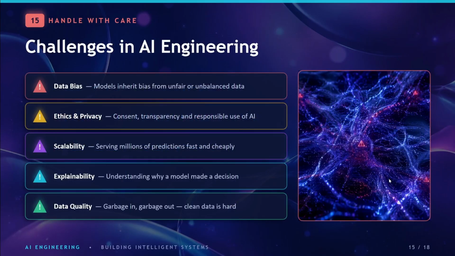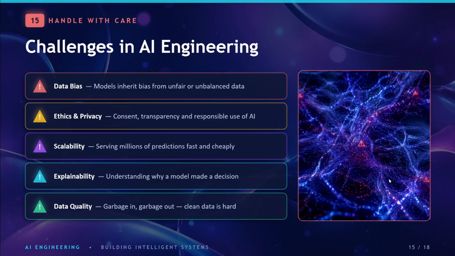While AI offers enormous opportunities, it's equally important to understand the challenges and risks that come with building these systems responsibly. Let's go through five major challenges. The first is data bias. Since models learn from data, if that data is unfair or unbalanced in some way, the model will inherit and even amplify that bias in its predictions, which can lead to discriminatory or unfair outcomes for certain groups of people.